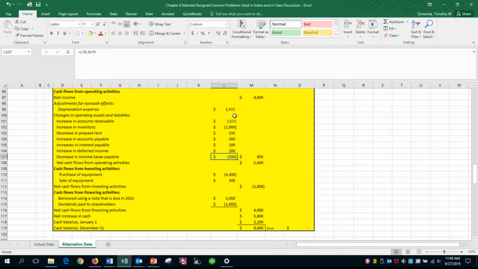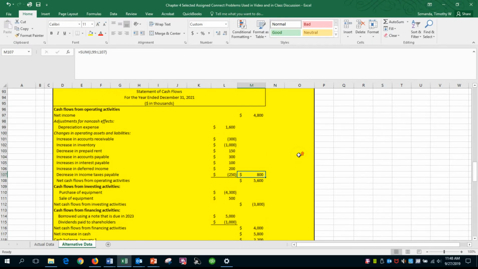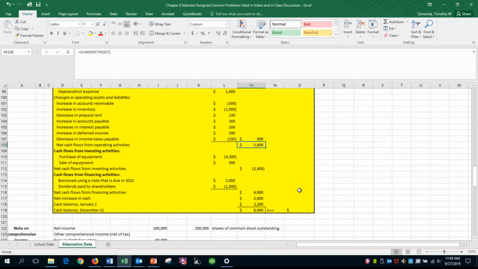Finally, I'll take all of these adjustments and I wind up with an $800,000 positive effect on cash. So on an operating cash flow basis, I did $5.6 million. On a net income accrued basis, I did $4.8 million, so I did better by $800,000 on a cash flow basis. Now down to the investing section, these are somewhat easier to understand because we're just looking at direct cash flows.